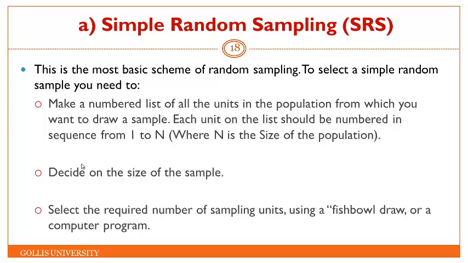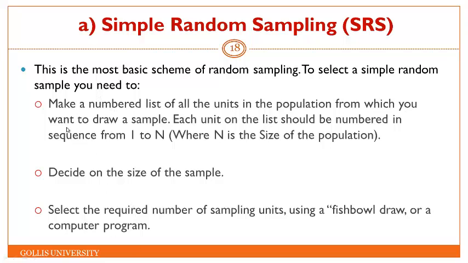Let us talk about those random sampling methods. Number one is simple random sampling. This is the most basic scheme of random sampling. In order to select a simple random sample, you need to follow the following steps.